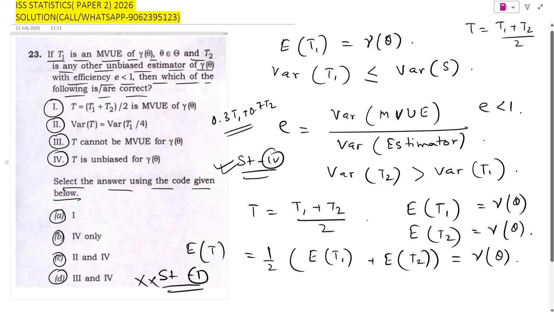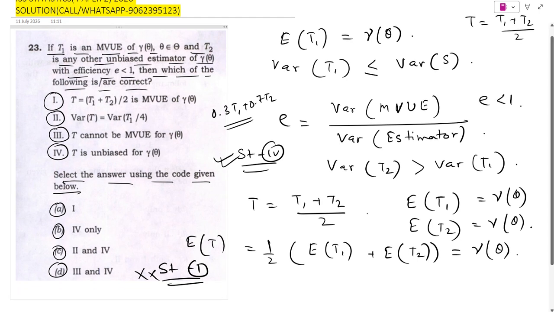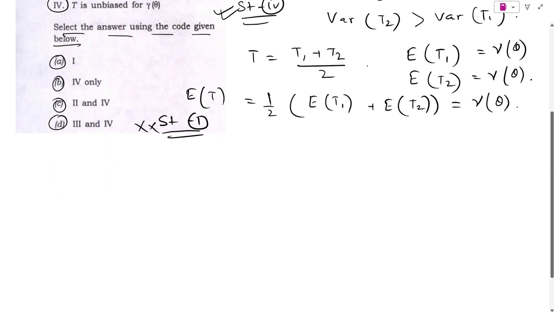Okay, now examine the statement number 3. Statement number 3 says T cannot be MVUE. Since T1 is already the minimum variance and T2 has strictly larger variance because E is less than 1, their average cannot improve upon the MVUE, right? So statement number 3 is definitely correct.